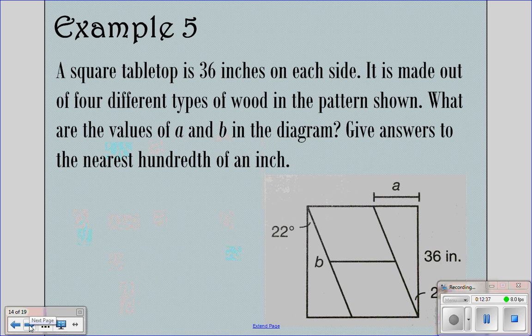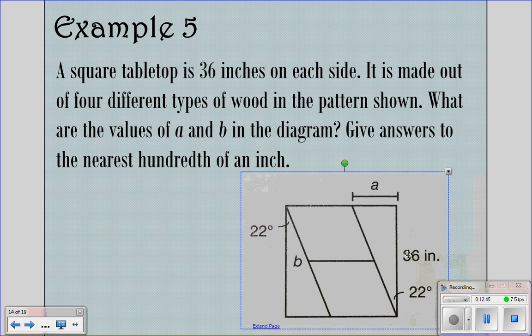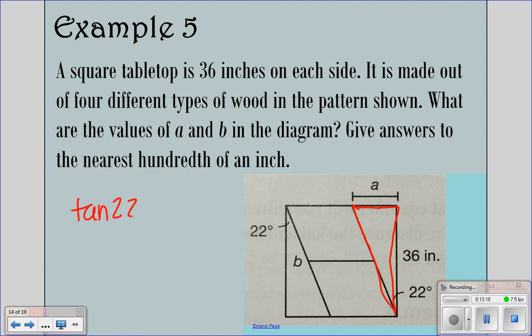Looking at the next example, we have a tabletop that is square, and it is 36 inches on each side. It's made out of 4 different types of wood given by the pattern shown. What are the values of A and B? Well, I'm going to use this triangle over here. And if I use it, I'm going to have the 22. I do not have the hypotenuse of this triangle. So that means that I'm going to use the tangent, because tangent does not have the hypotenuse.